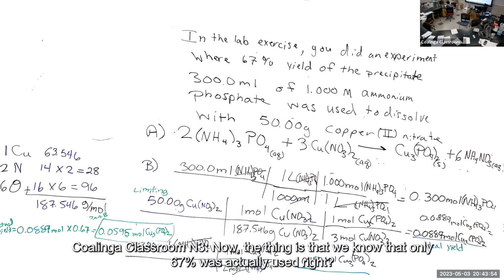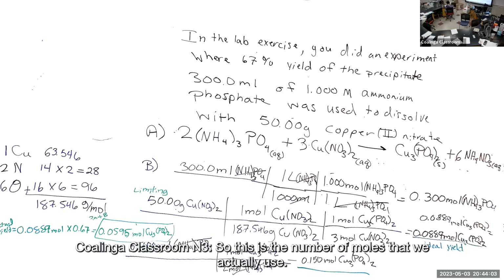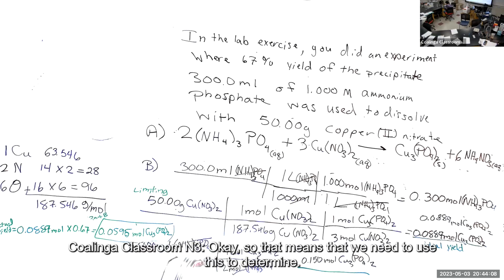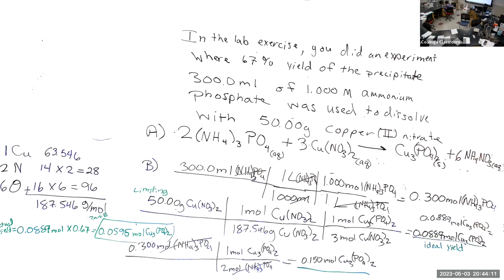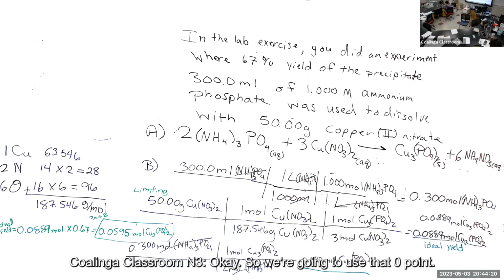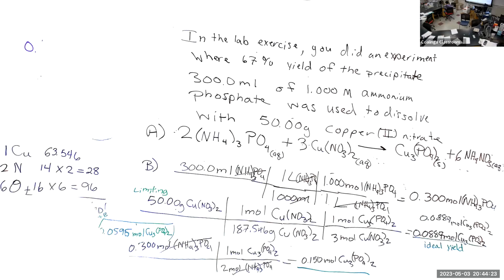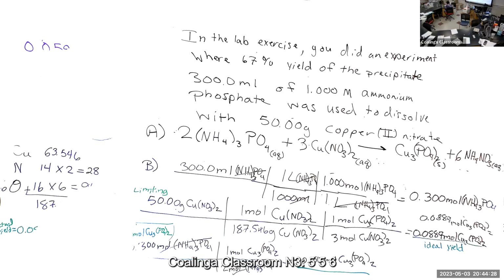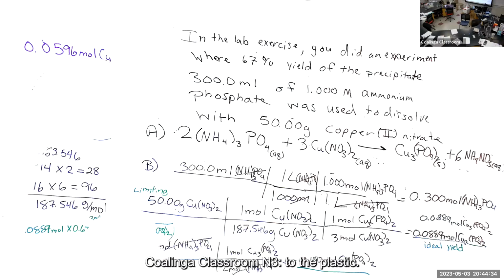Okay. Now, the thing is that we know that only 67% was actually used, right? So this is the number of moles that we actually use. So that means that we need to use this to determine how much is actually used and also determine how much is going to be left over. So we're going to use that 0.0596 moles of copper 2 phosphate.